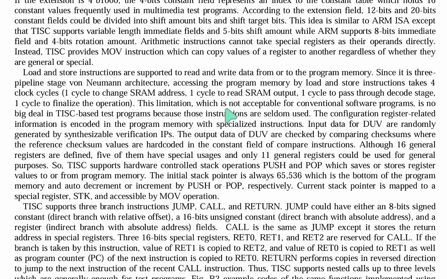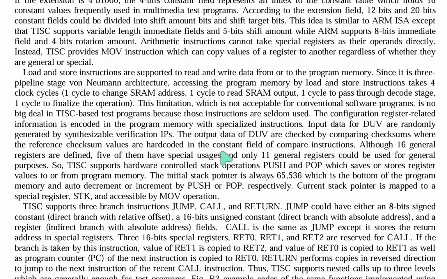This limitation, which is not acceptable for conventional software programs, is no big deal in TISC-based test programs because those instructions are seldom used. Configuration register-related information is encoded in the program memory with a specialized instruction. Input data for the DUV are randomly generated by synthesizable verification IPs. The output data of the DUV are checked by comparing checksums, where the reference checksum values are hard-coded in the constant field of the compare instruction.